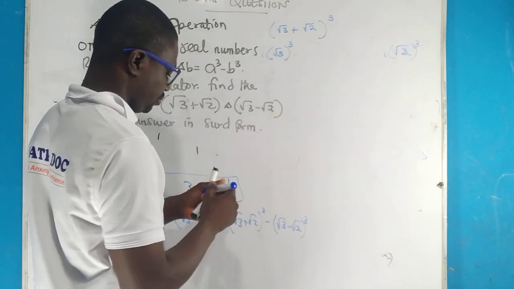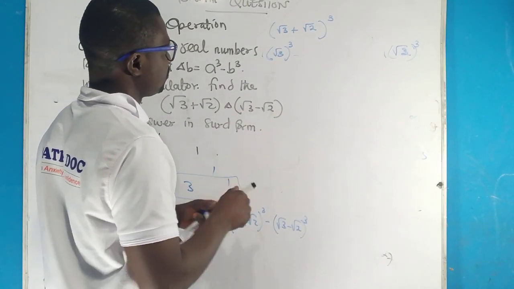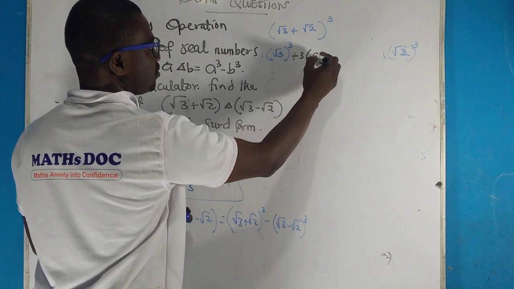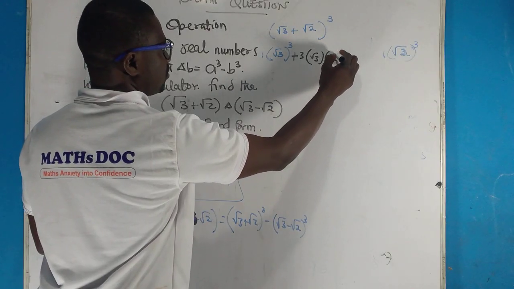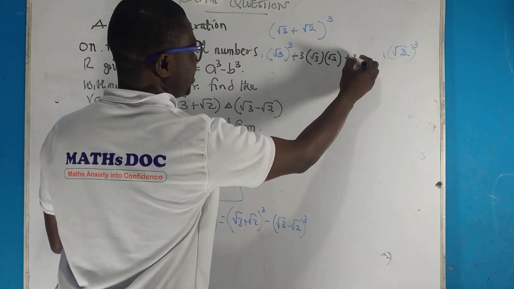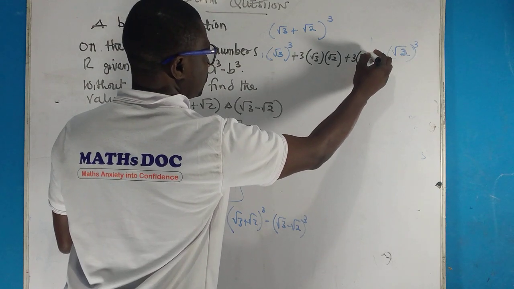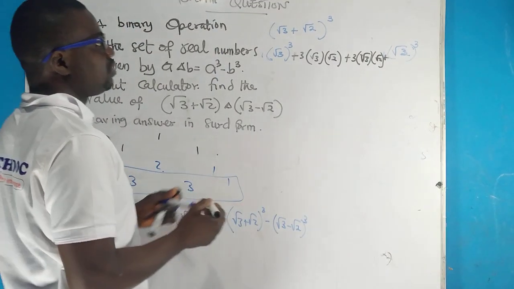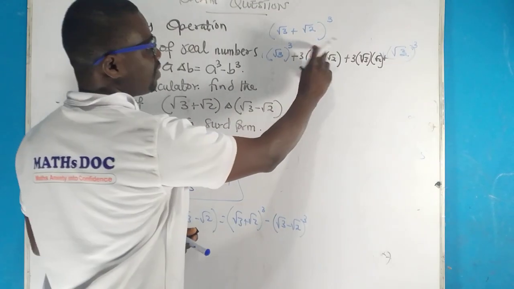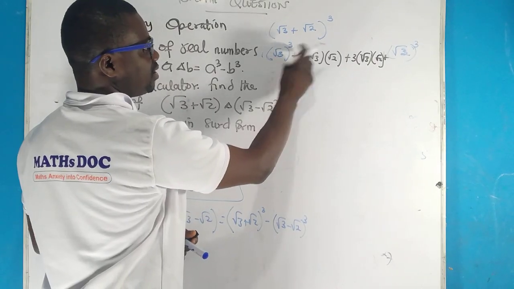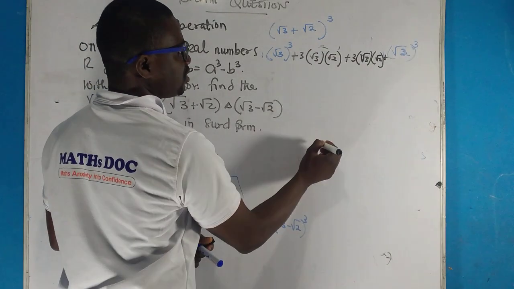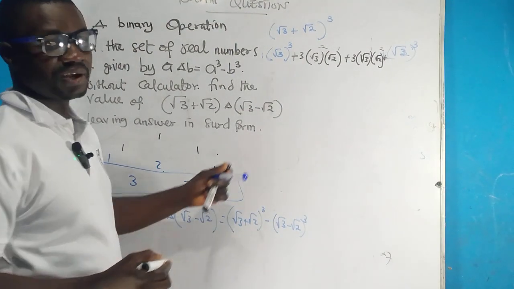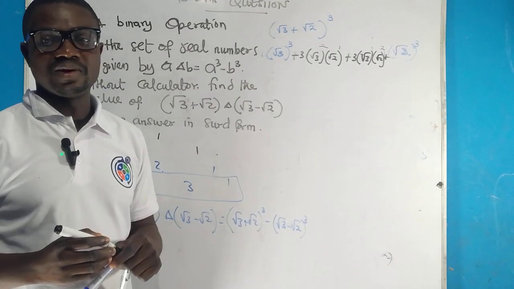So plus 3, then you put this into brackets, then another one plus 3. Now the only thing you do is that the sum of the powers should be 3. So here will be 2, and here will be 1, and then here will be 1, and here will be 2.